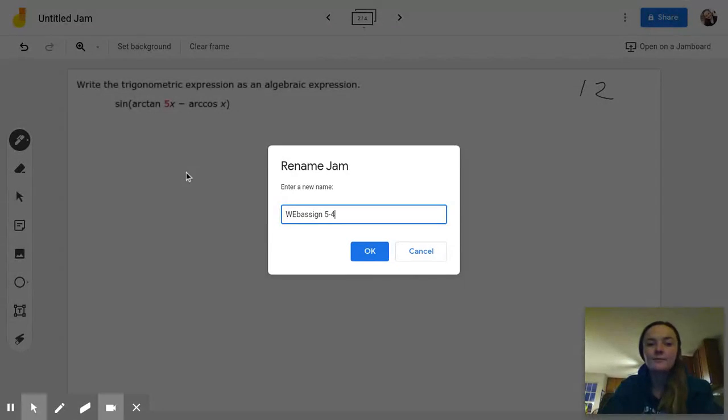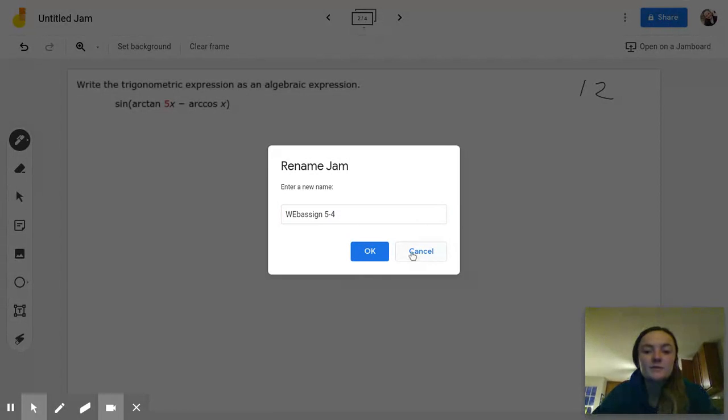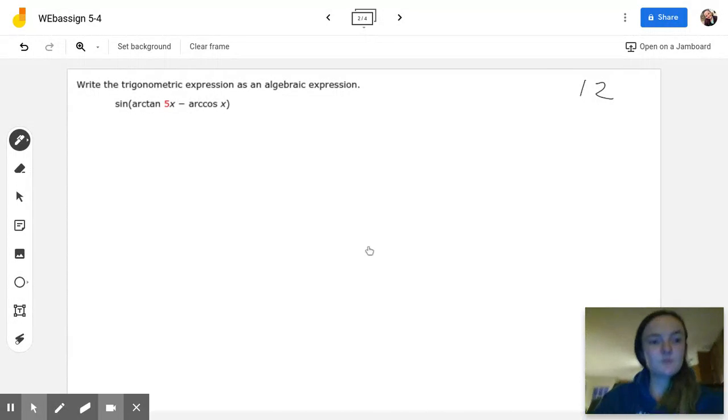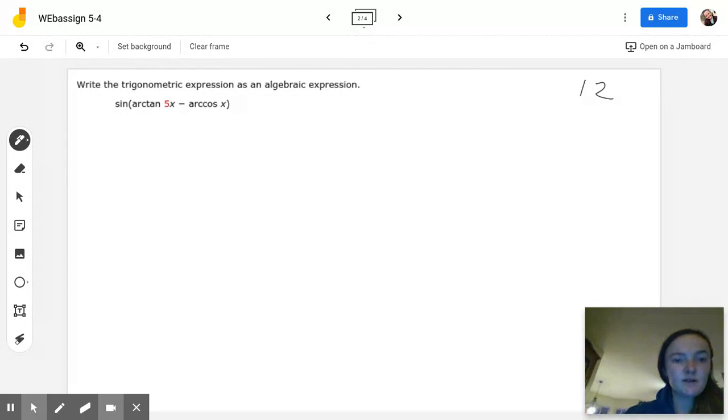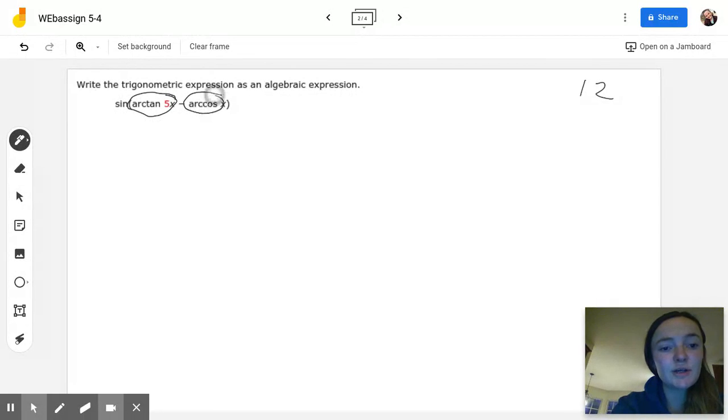5.4, which is all about our sum and difference formulas. So the first one we have here, sine of arctangent of 5x minus arccosine of x. So first thing I want to do, anytime I see what this is called a composite function, if I see inverse trig inside of a composite function, best thing I can probably do is draw a triangle.